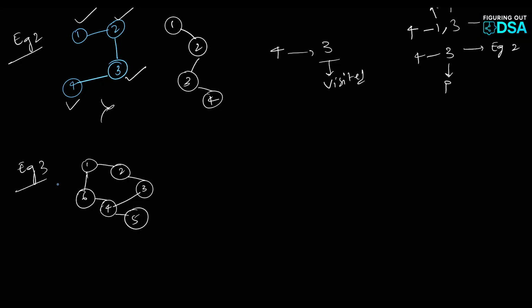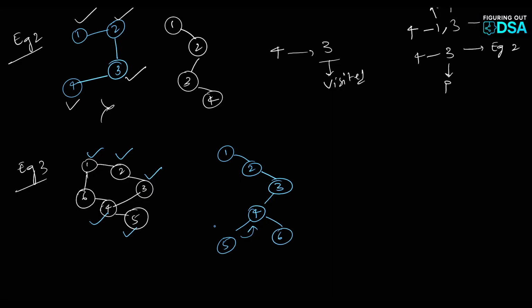Let's see whether this intuition works with the other examples or not. Let's check our intuition with this example 3. We start with node 1 and we'll go to 2. We'll mark 1 as visited, 2 as visited. We'll move to node 3 and mark it as visited. We'll go to 4, mark it as visited, then go to node 5 and mark it as visited. There are no other nodes connected to 5 which are not visited. So we'll backtrack to 4 and move to node 6 and mark node 6 as visited.